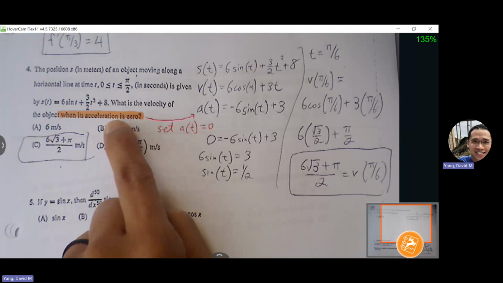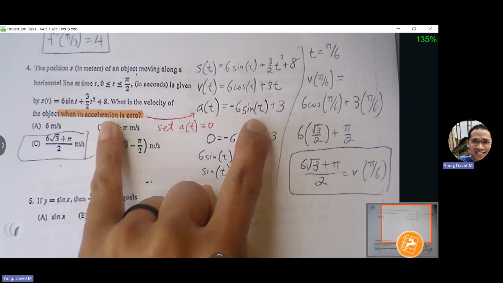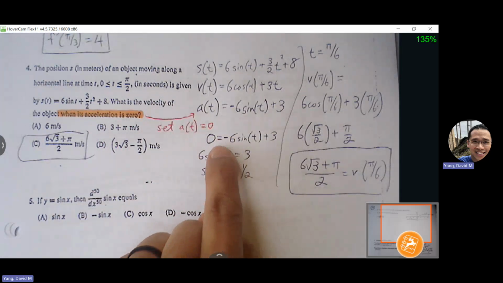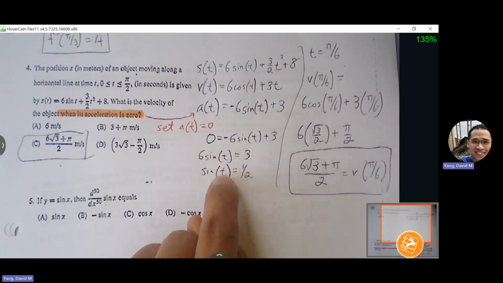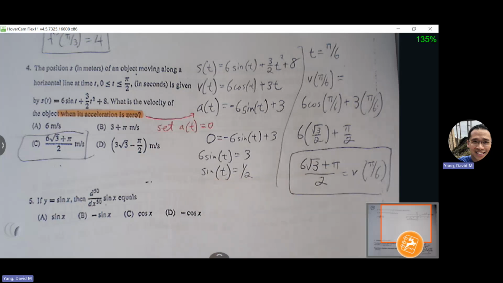So this is telling us what to do. We're going to set acceleration equal to 0. And then once we find the time where that occurs, we can find the velocity at that moment in time. So I set 0 equal to the acceleration function. Sine of t equals 1/2. Inverse trig, t is inverse sine of 1/2. So t must be equal to pi over 6.